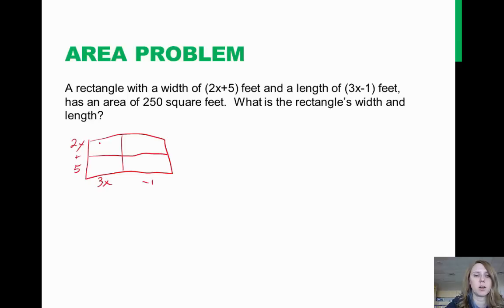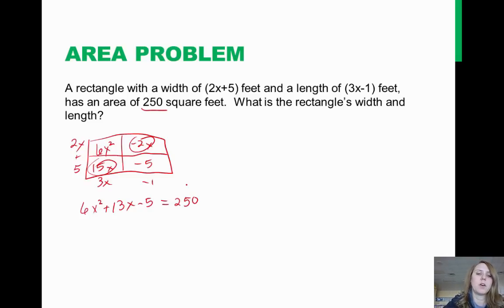Let's multiply these out. We have 6x squared, 15x, a negative 2x, and a negative 5. If I combine my like terms, which are the two middle ones, I'll have the equation 6x squared plus 13x minus 5. It told us that this area is equal to 250 feet, so I can set that equal to 250.